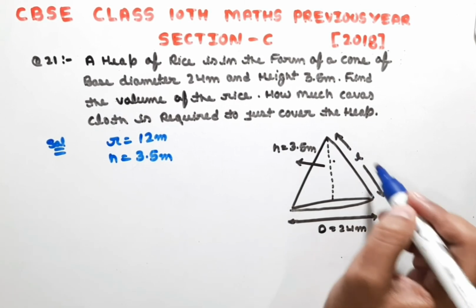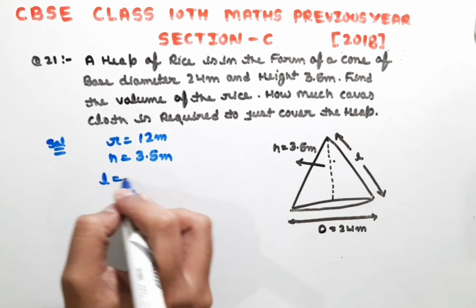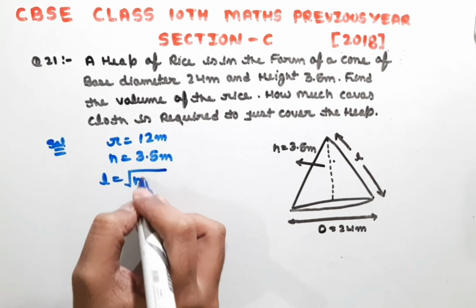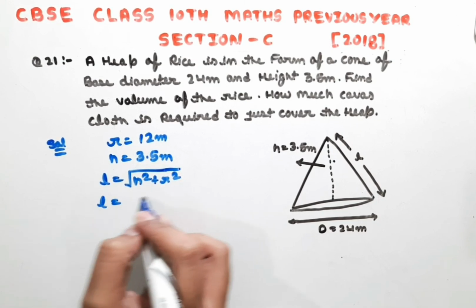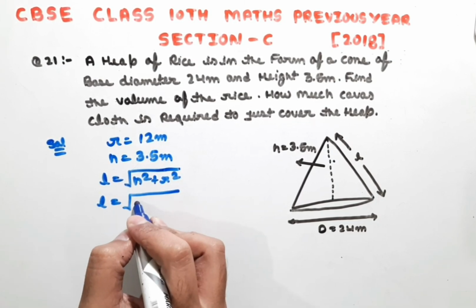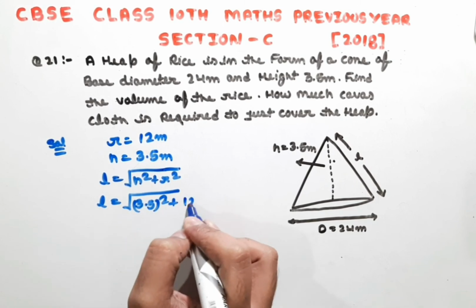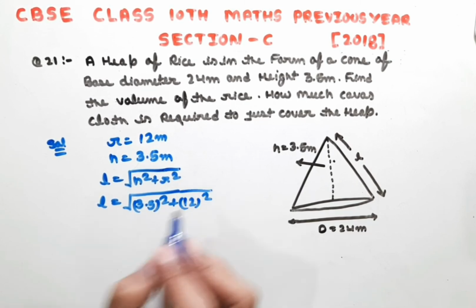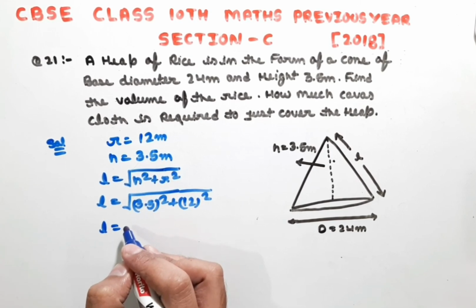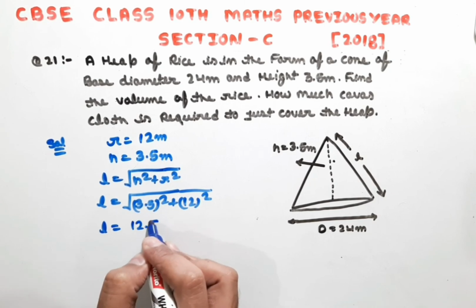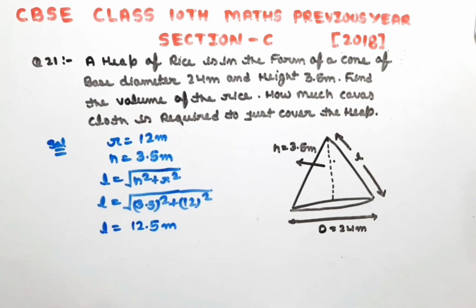So slant height l will be equal to under root h square plus r square. So l will be equal to under root 3.5 square plus 12 square. We will get l equal to 12.5 meter.